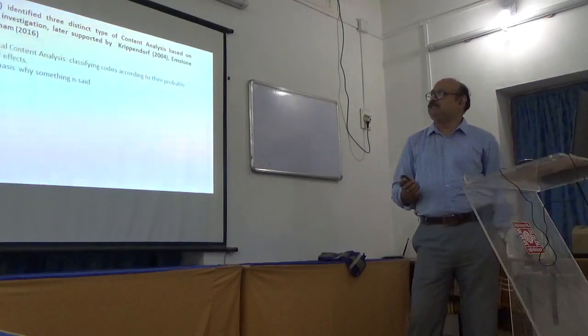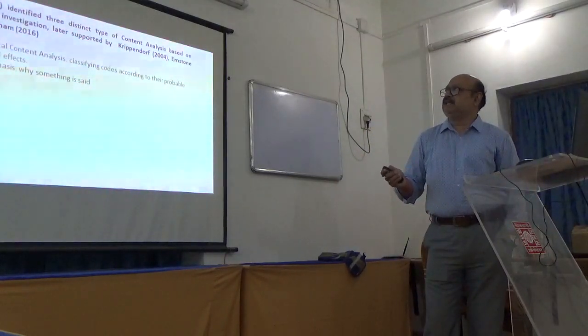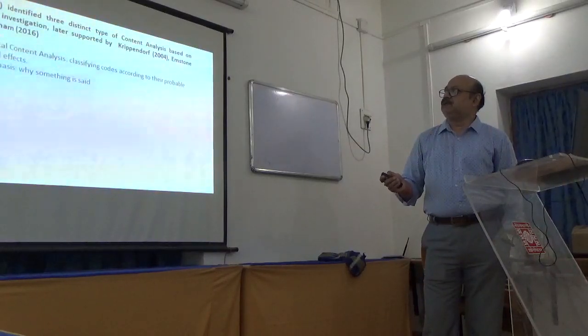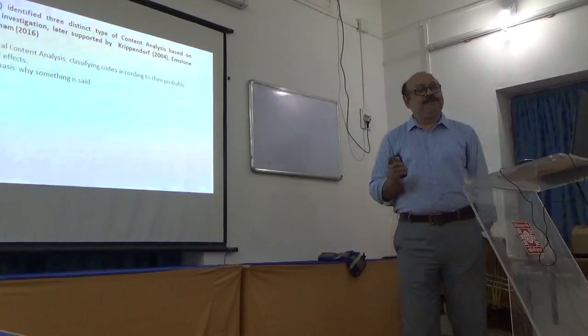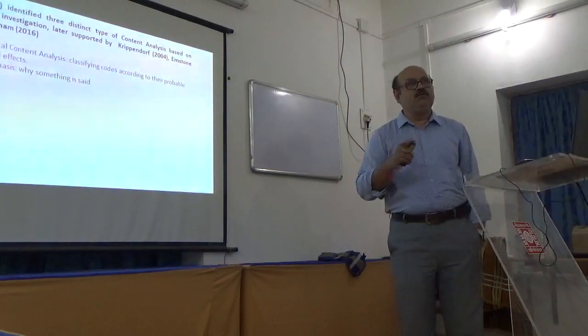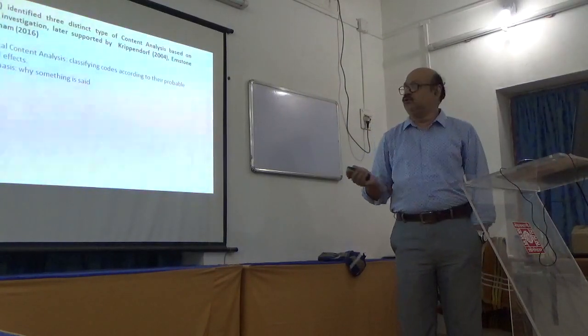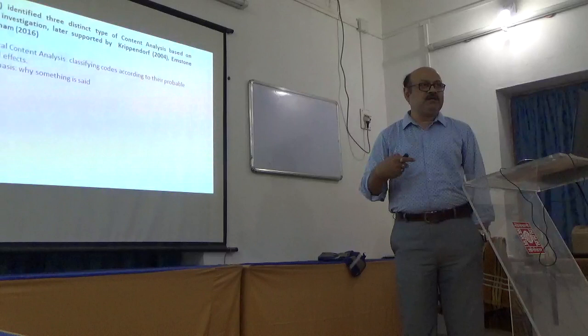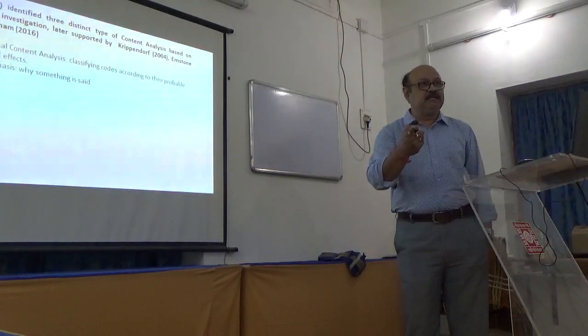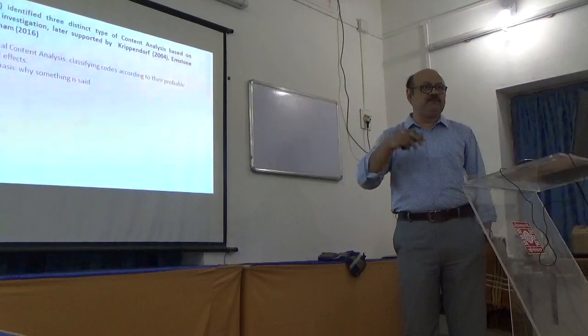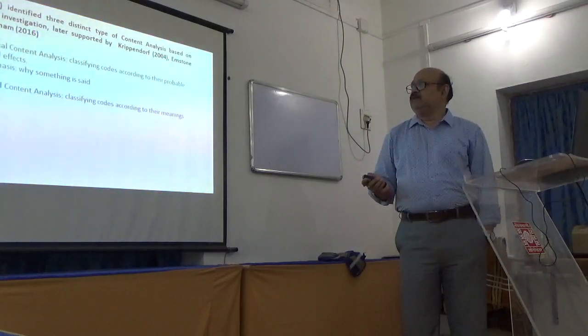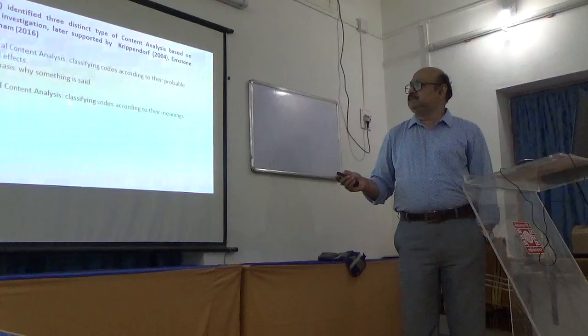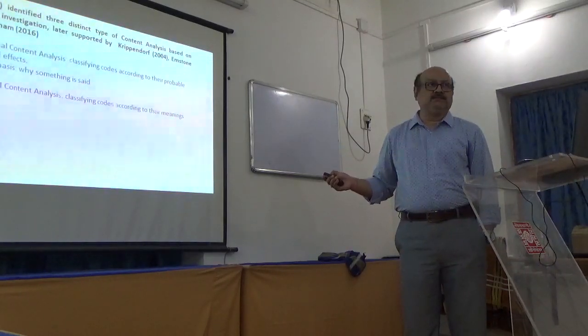Anyway, what is the first thing that Janis identified? One is called pragmatical content analysis. It classifies codes according to their probable cause and effects. The base of classification of codes is the cause and effect relationship between them. The emphasis is on why something is said. When you are conducting an FGI, why are people saying this? Basically that becomes the grounded part. The second one is semantical content analysis. It classifies codes according to their meanings. What does that code mean?